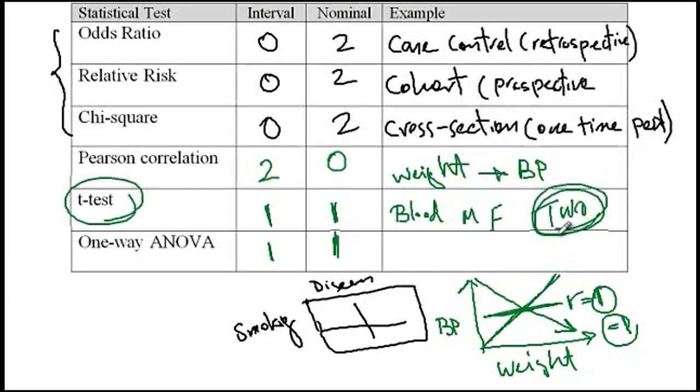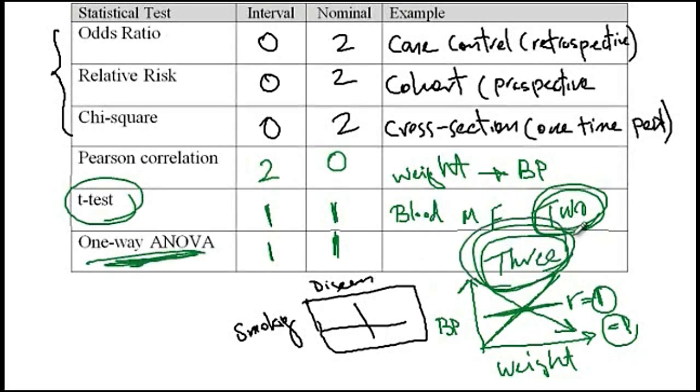But what if there are more, 3 or more groups? For instance, let's say we want to test blood pressure in patients with Alzheimer, Huntington, and Parkinson disease. In this case, we will have to use one-way ANOVA, and it compares means in 3 or more groups.